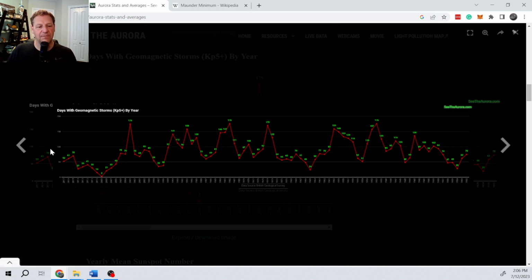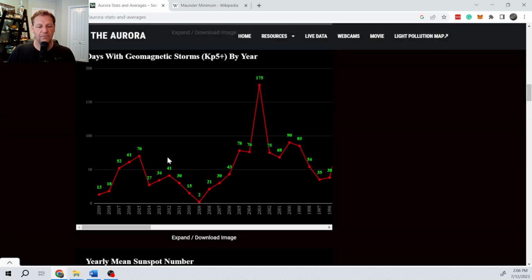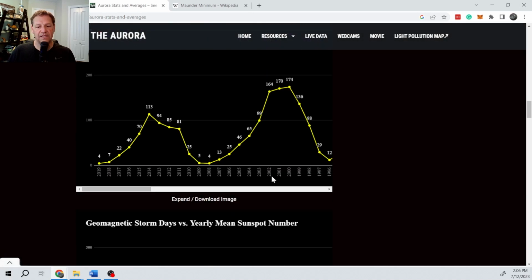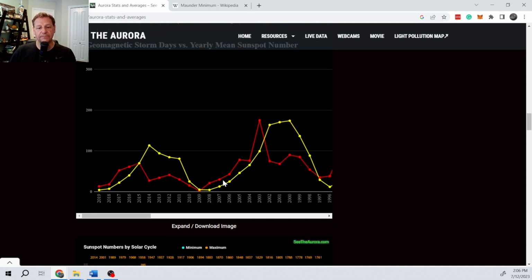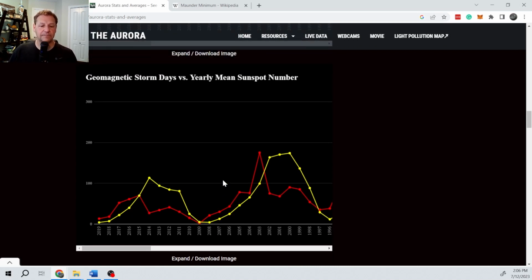So it becomes more interesting when we scroll down here and overlay those two graphs together. So the yellow is the sunspot numbers for the last two cycles, and you can see the number of days with KP5 plus geomagnetic storms sort of very approximately follows the sunspots.